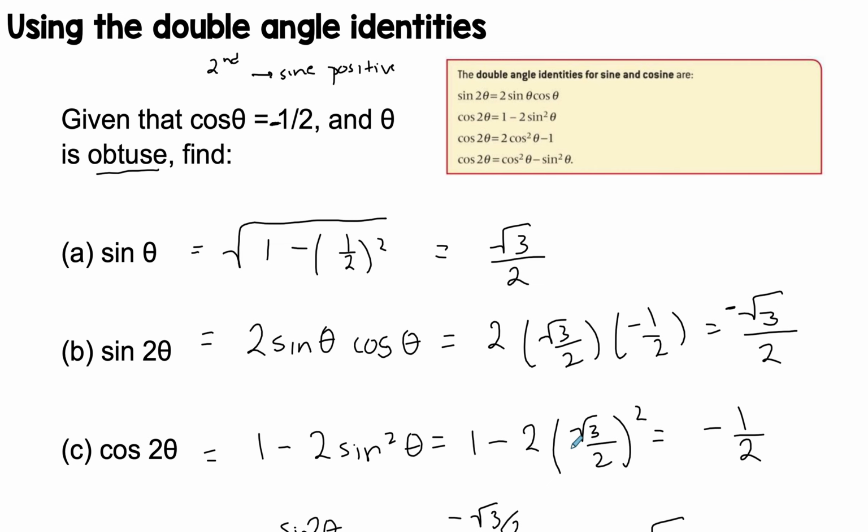So hopefully this example is clear. It's just to show you how you can combine all of these processes together. In other videos, I go through how you would actually solve equations using these identities.